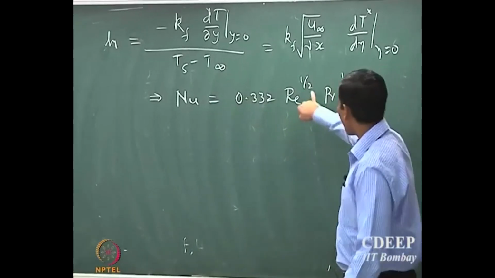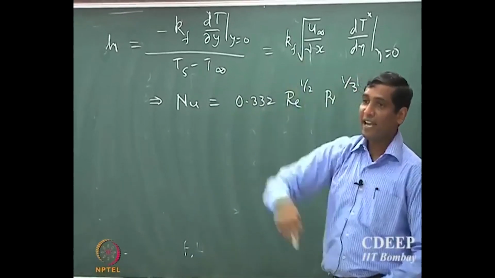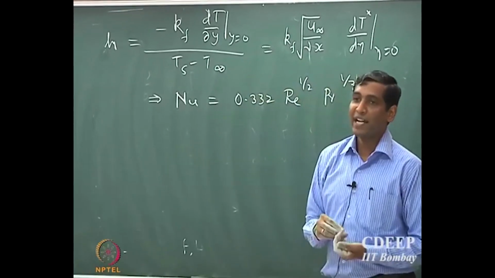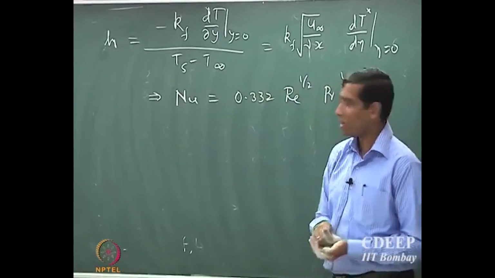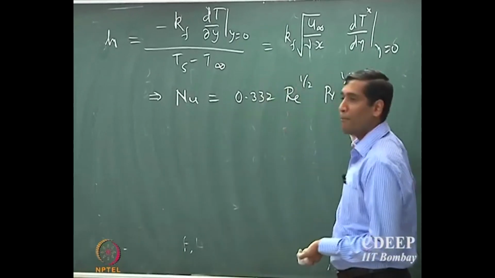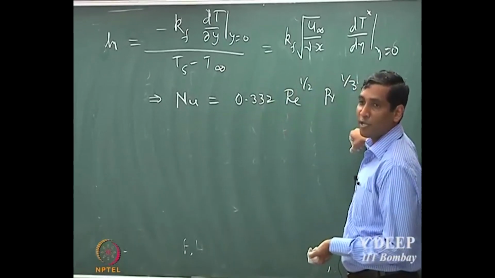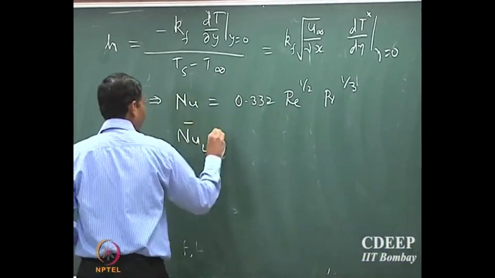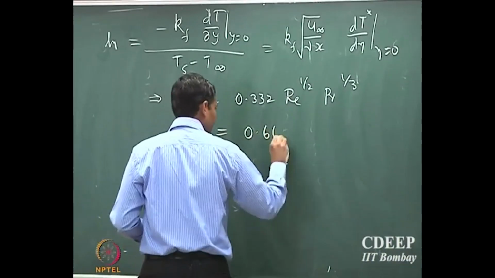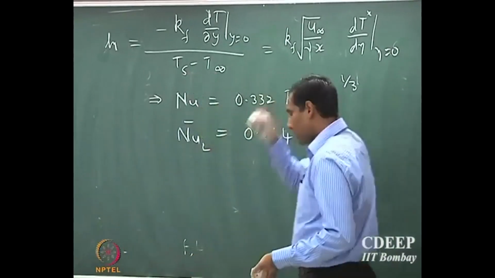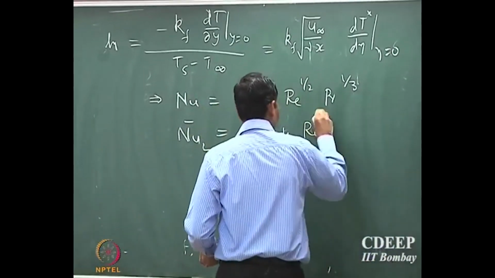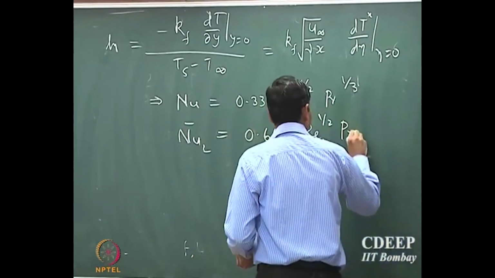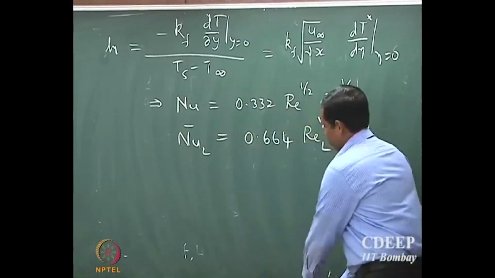Okay. So this half comes from the scaling that you use for eta, and 1 by 3 comes from the gradient of temperature at the boundary. Okay. So the first time you are seeing a complete functional form for Nusselt number, and similarly you could find out what is the average Nusselt number. So that will once again turn out to be 0.664 into Re to the power of half. This is based on the length of the plate multiplied by Prandtl number to the power of 1 by 3.